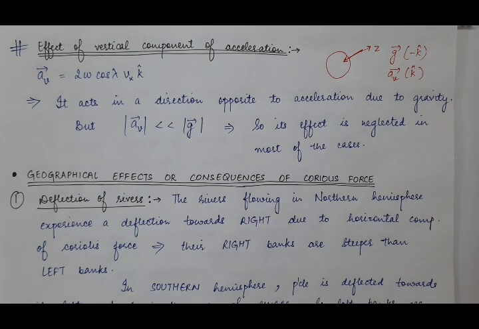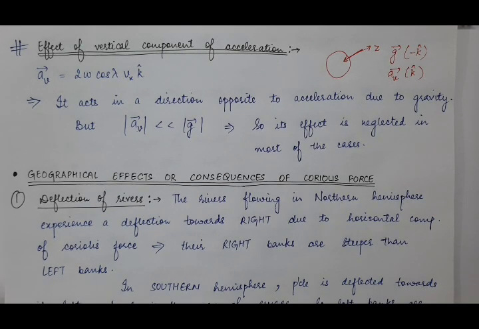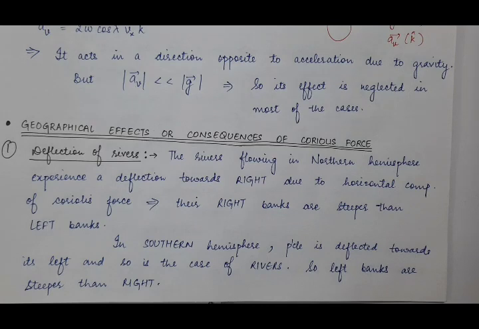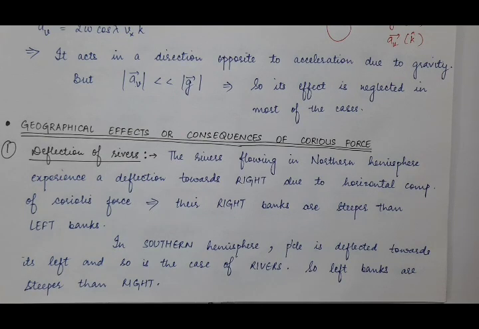Now next comes the question: what are the geographical effects or the consequences of the Coriolis force? So the first geographical effect of Coriolis force is deflection of rivers. Rivers are deflected under the effect of the horizontal component of Coriolis force, but differently in the northern hemisphere and the southern hemisphere, because the direction in which the Coriolis force is acting is opposite in both cases.